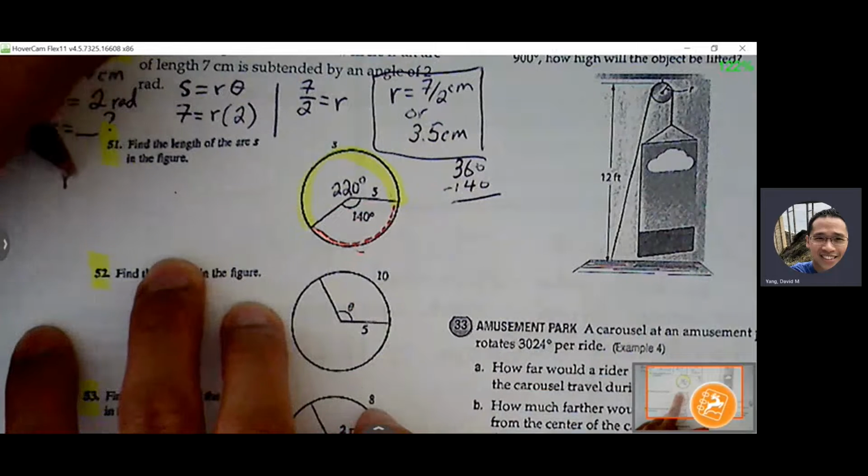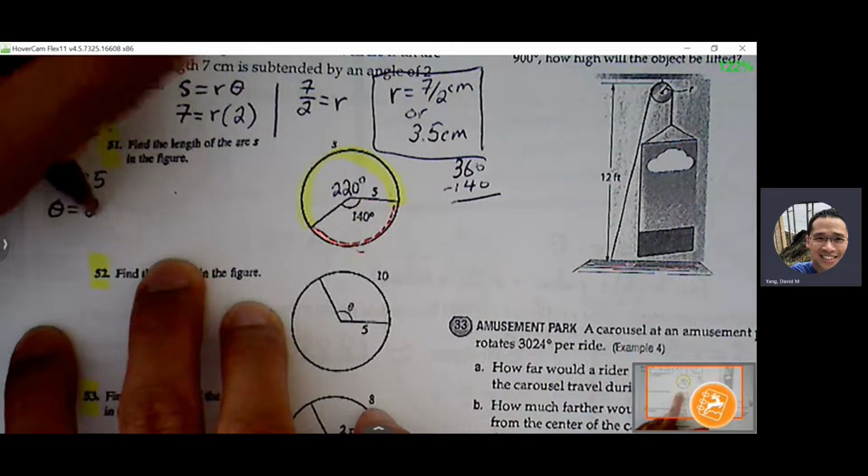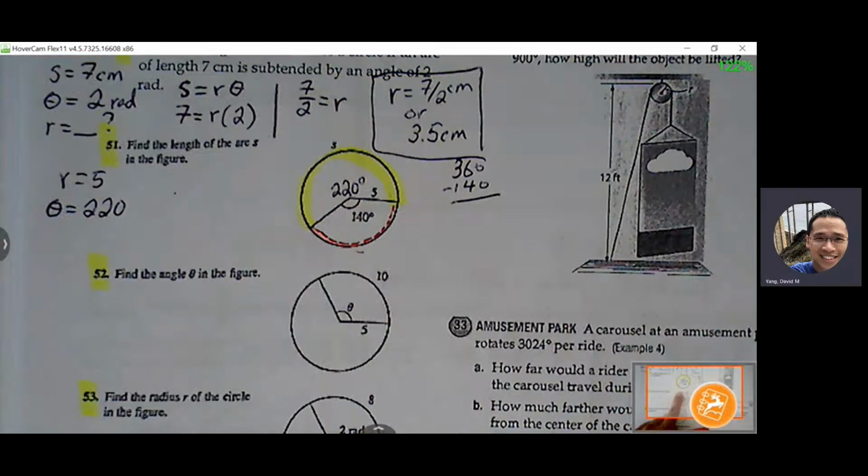So we know that radius is 5. Theta is 220, but what further adjustment do we need to make? Got to convert it to what? Radians, good. Multiply by pi over 180.